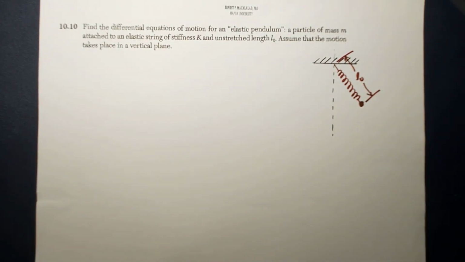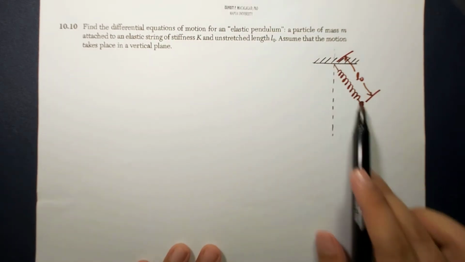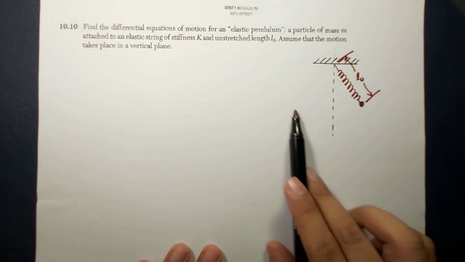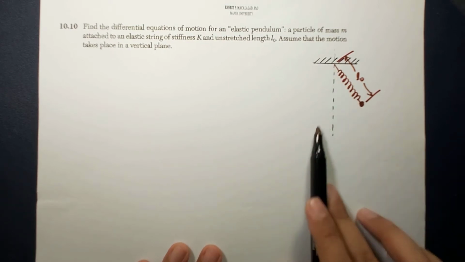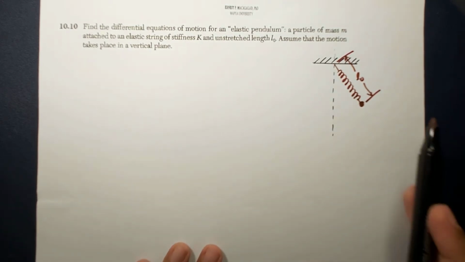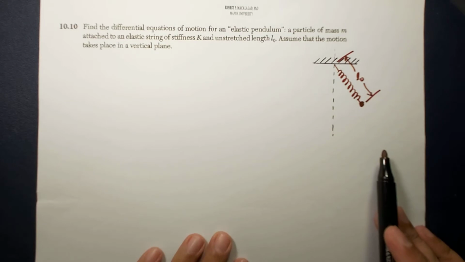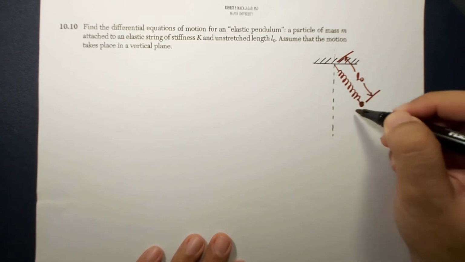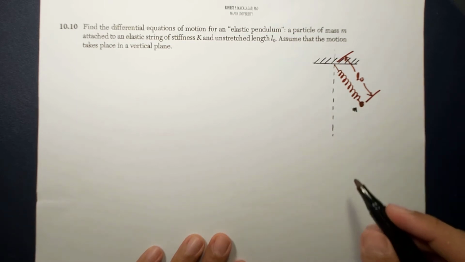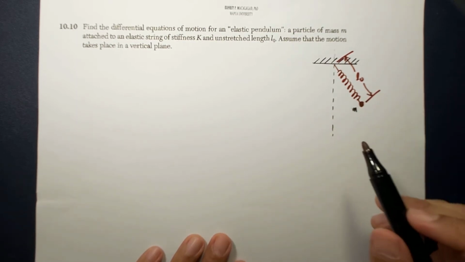Now if this starts to move because of gravity and everything, this will oscillate along this direction while the particle is swinging. So it will be some sort of chaotic motion. And what is now the equation that will determine the position of this particle at any given time?